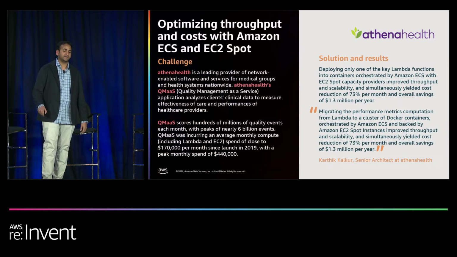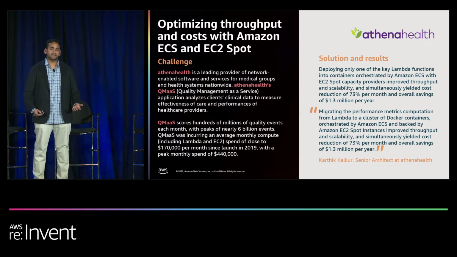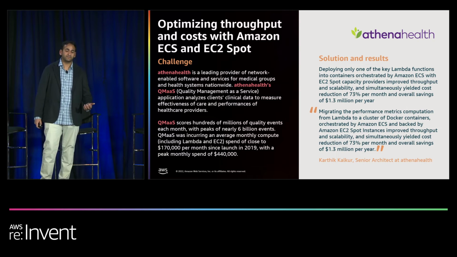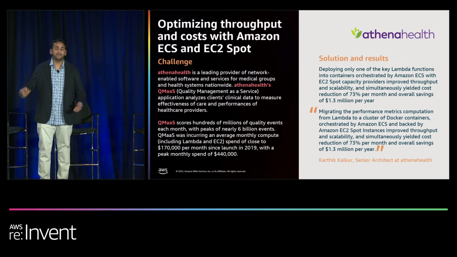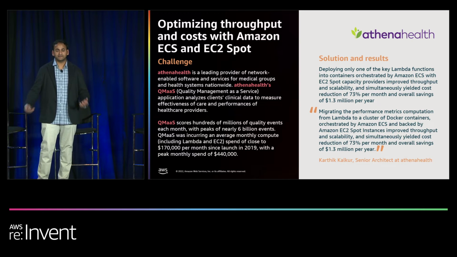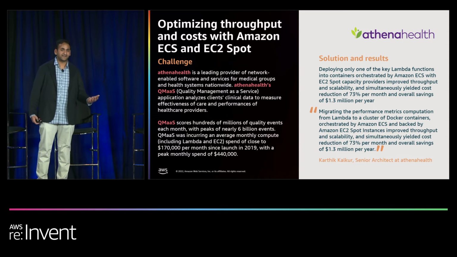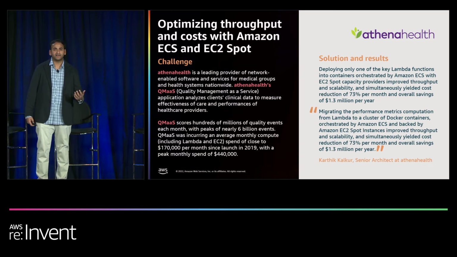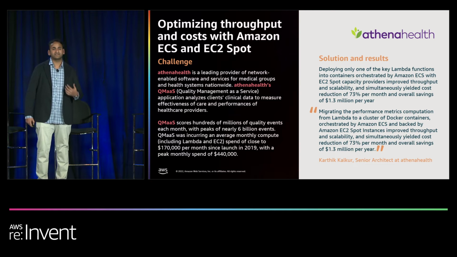Just taking a moment, we have seen customers like Athena Health reduce their costs up to 73% from running on Lambda by moving their event processing workload to ECS with EC2 Spot. This was our motivation for doing this session in the first place. Architecting your applications to utilize compute efficiently, to operate less, and to use the right set of compute types allows you to unlock significant savings.